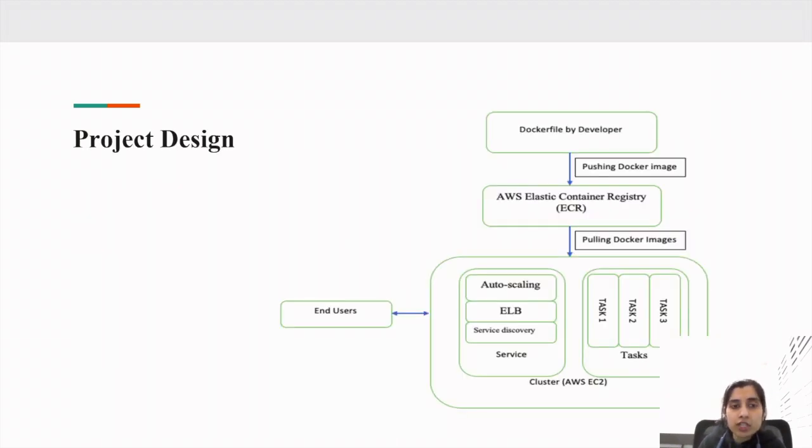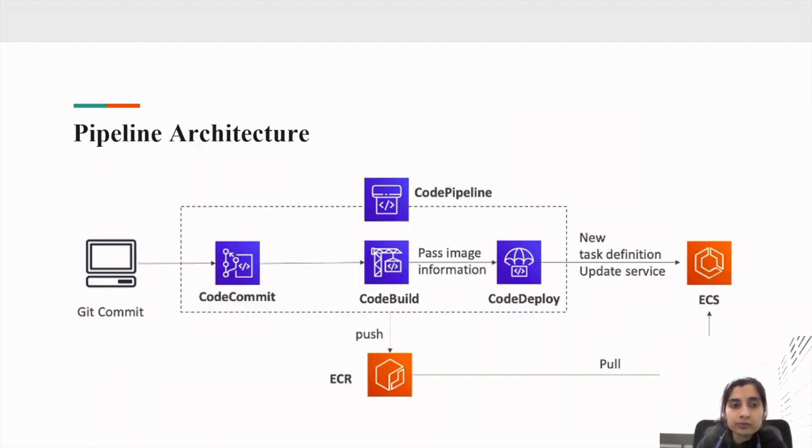So this is the project design. A Dockerfile is developed by the developer and pushed to ECR, which is basically a registry, and these Docker images are pulled for creating the cluster, task definition and the different services, and after that the testing can be assessed by the users.